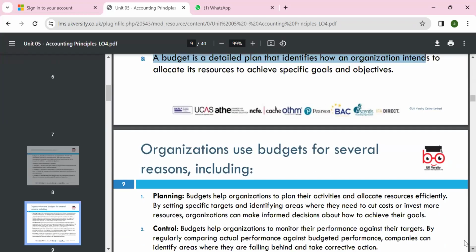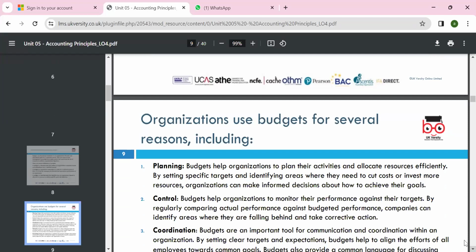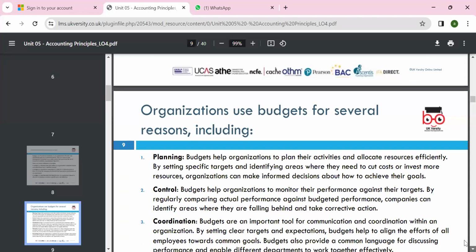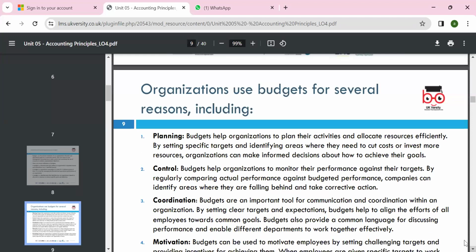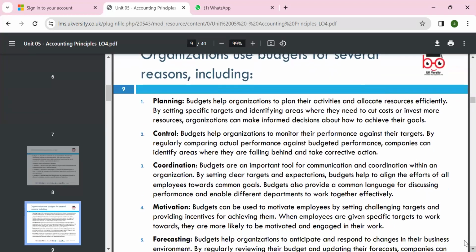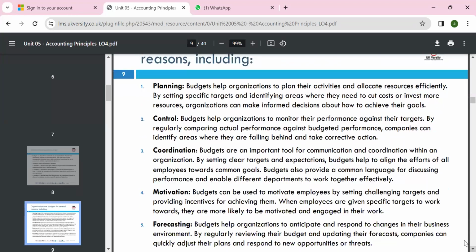So organizations budget for several reasons, including planning. A budget is a financial plan showing how we can use the resources, where we need to cut, and where we need to invest more money. Control is corrective action, as we mentioned earlier. We can look at actual against budget. If budgeted sales are lower than actual sales, which is in our favor.